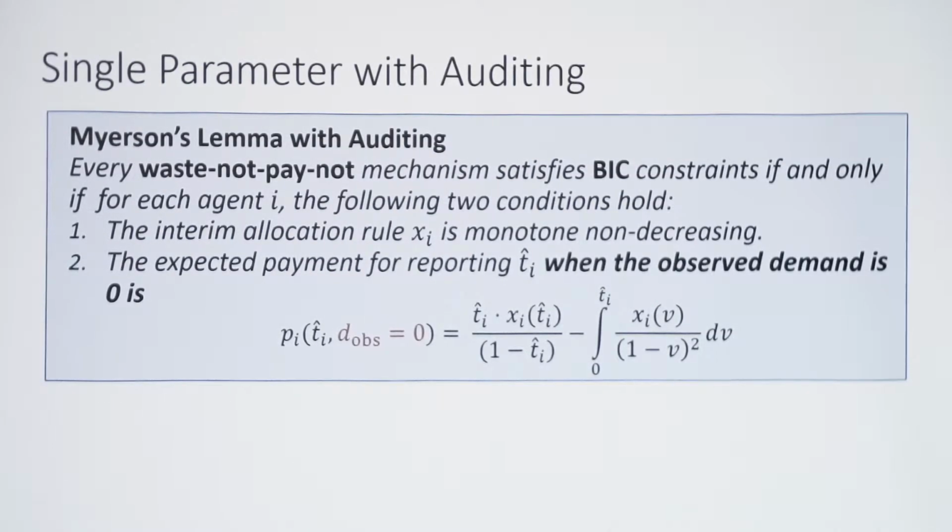And now we can derive the auditing equivalent of Myerson's lemma, which, if you're familiar with this, looks almost exactly the same. We now are able to characterize waste not, pay not mechanisms, and all that's changed is our payment identity. So now we have a payment identity that's specifically the amount that we should charge agents who waste. And when we work this out, it looks like the original Myerson payment identity divided by the probability that the opponents would have wasted the good.